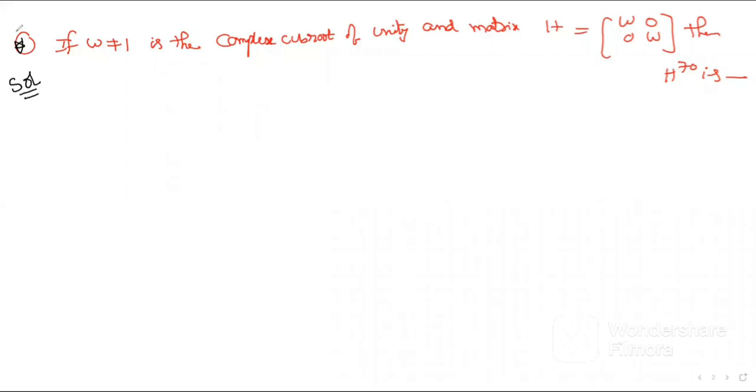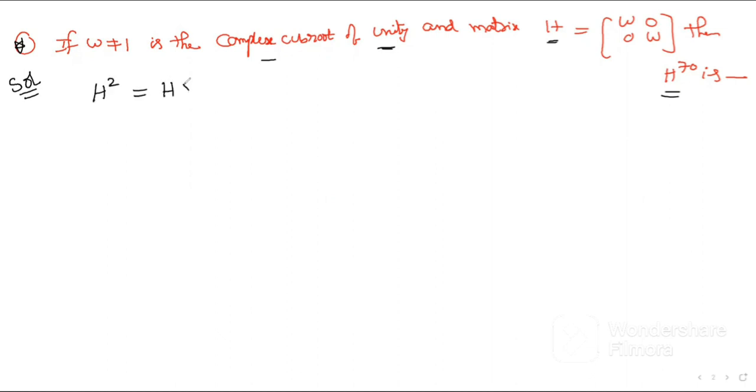Okay, now I am going to explain the next question. If omega not equal to 1 is a complex cube root of unity, then the matrix H is given as omega 0, 0 omega. Find out H to the power 70. So how to compute H to the power 70? First we have to find the H square value.